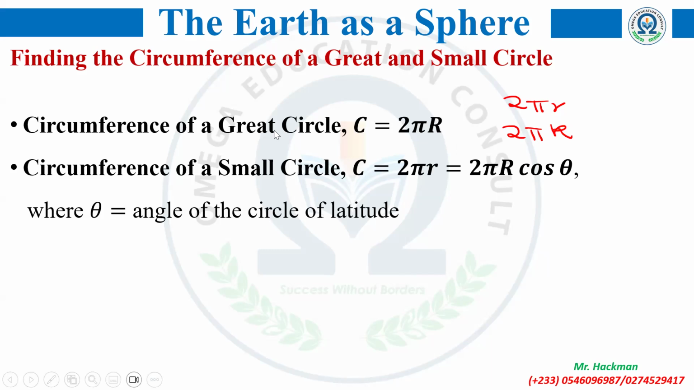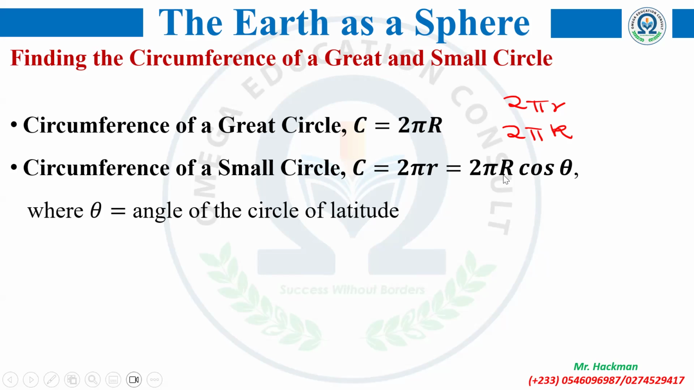The circumference of the great circle is C, which is equal to 2 pi r. So for a great circle, the radius is capital R. The circumference of a small circle is equal to 2 pi r, where the radius is small r. However, remember, we said we always have a representation for the small r in terms of the big R, and we said that small r is equal to big R cos theta. So wherever I see small r, I can replace it by big R cos theta.